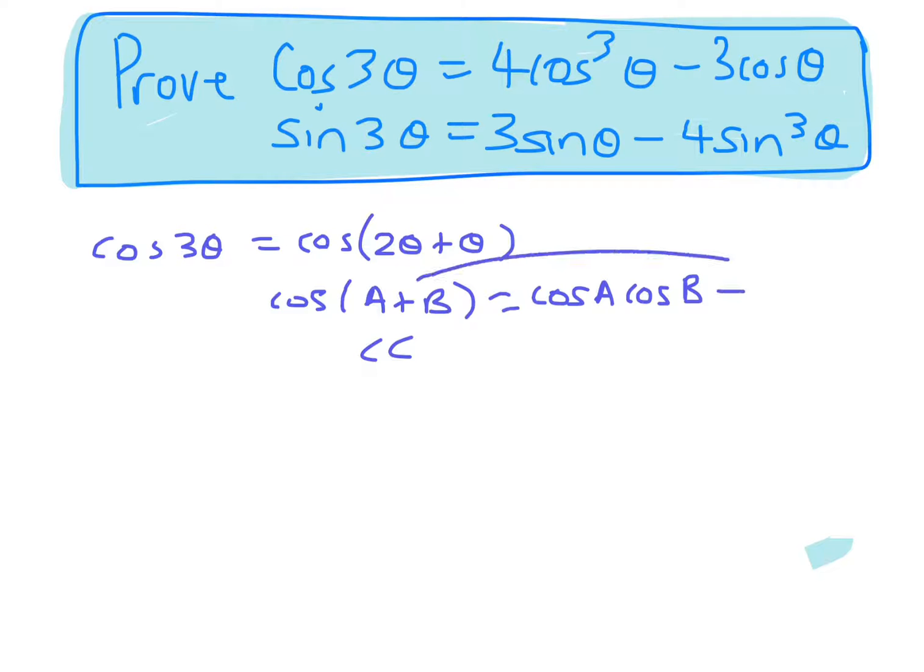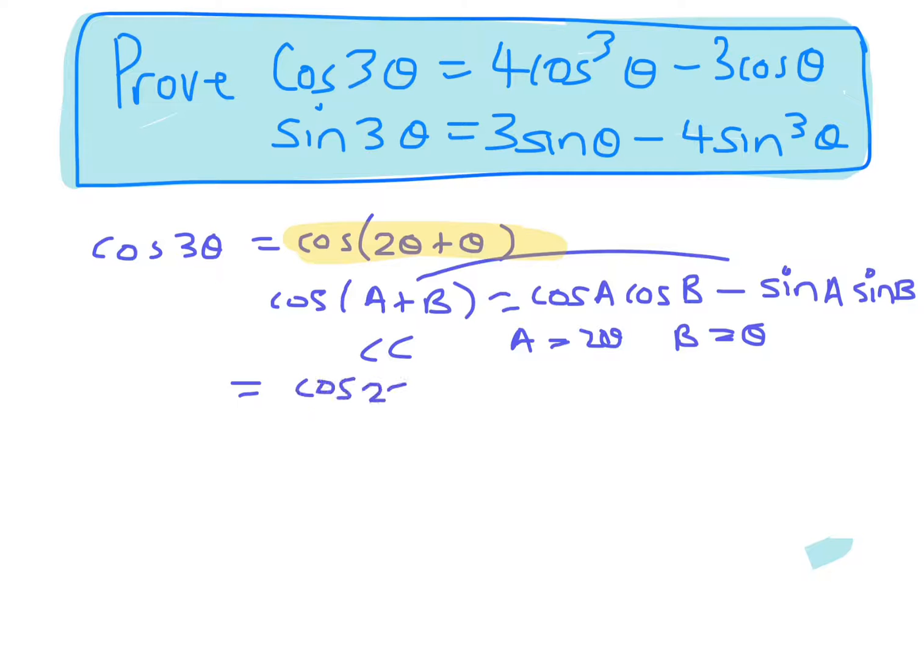Cos will be a different sign. Sine will be the same sign. This is cos, so it's a different sign, so it's sine A, sine B. Okay, so let's extend that now and expand this one. The A is 2 theta and the B is the same as theta. So it's going to be cos 2 theta cos theta, that's cos cos, minus sine 2 theta sine theta.